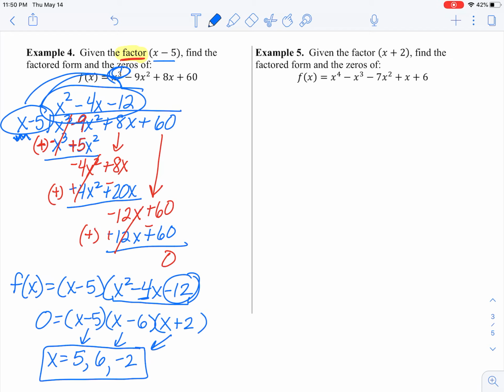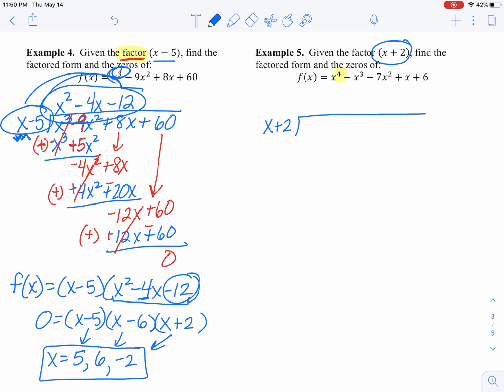In example number 5, we're going to step up the level of difficulty, and this time we are given an x to the fourth. That means we have to come up with 4 zeros. We've never factored anything with x to the fourth or with anything that has 5 terms in it. So this is where polynomial division is going to help us start the factoring process. We're told that x plus 2 is a factor, so it's going to divide evenly.